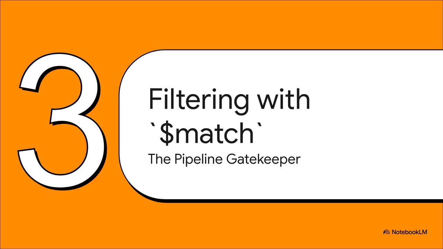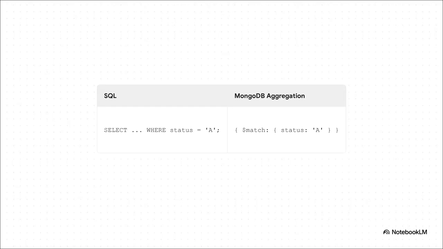All right, let's look at our first and maybe most important station on the assembly line, the $match stage. I like to think of this as the gatekeeper or the bouncer at the front door. Its job is to decide who gets in and who doesn't. Now, for anyone coming from a SQL background, this is going to feel super familiar. The $match stage in an aggregation pipeline is basically the same thing as the where clause in a SQL query. Its entire job is to look at each document and say, do you meet these conditions? Yes? Okay, you can go to the next stage.